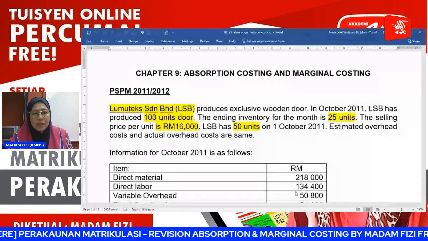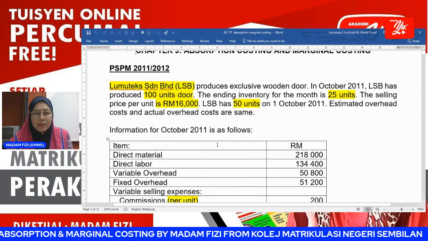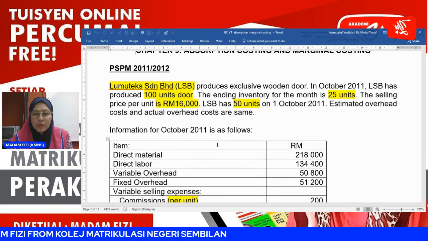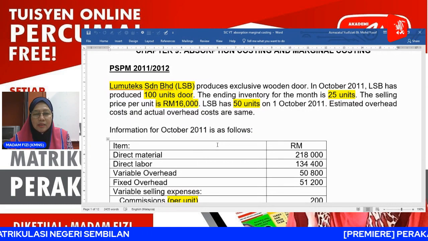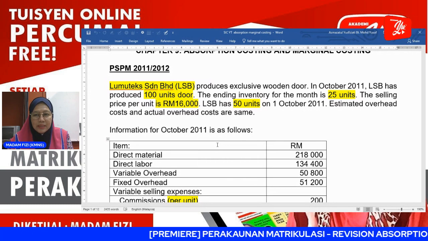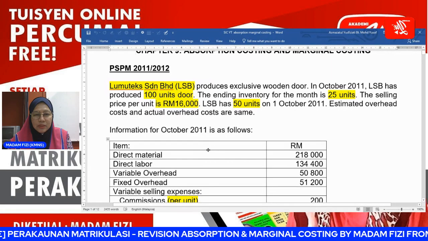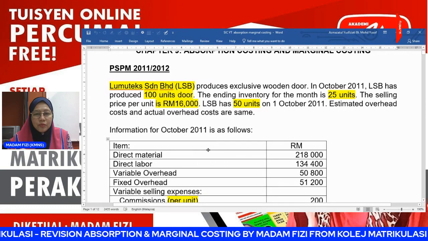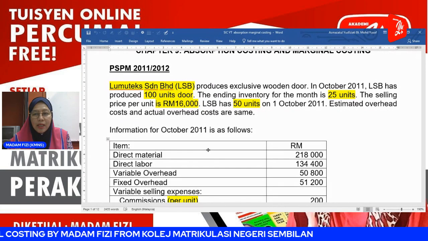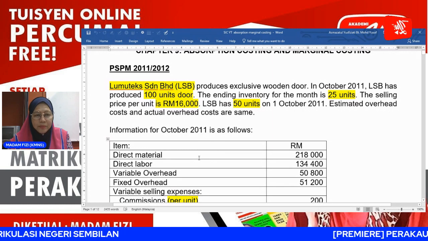So we start with the question of Lumut Tax Yang Berhad. Lumut Tax Yang Berhad produces exclusive wooden door. In October 2011, Lumut Tax Yang Berhad has produced 100 unit door. The ending inventory for the month is 25 unit. The selling price per unit is 16,000. Lumut Tax has 50 units on 1st October 2011. Estimated overhead costs and actual overhead costs are the same.